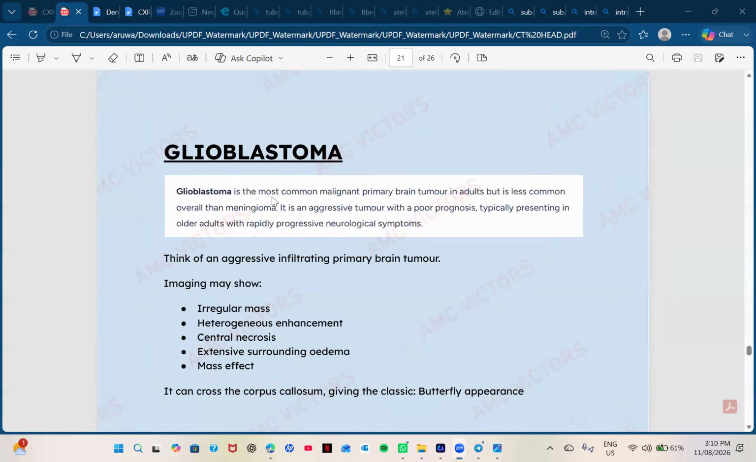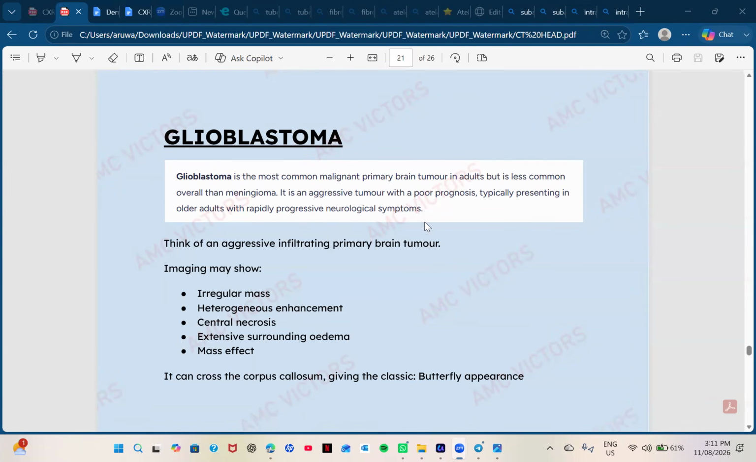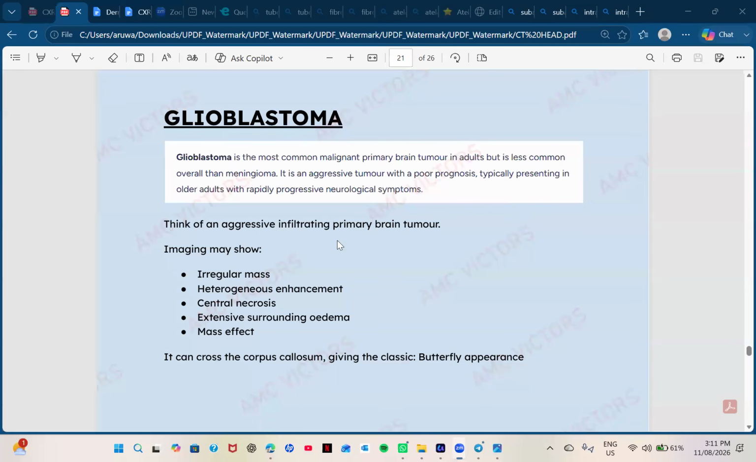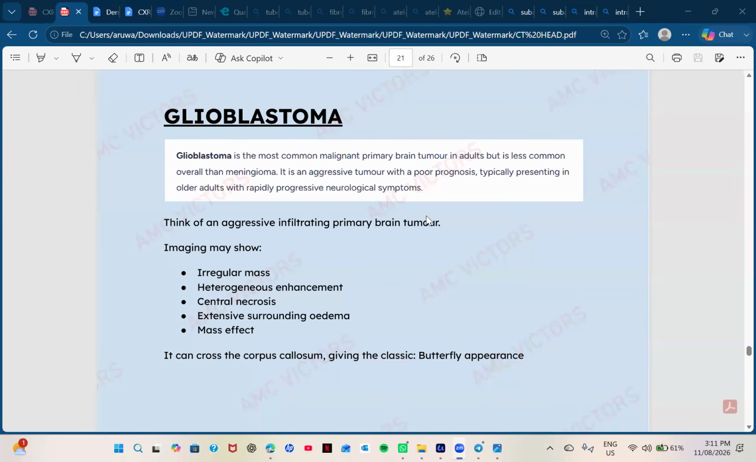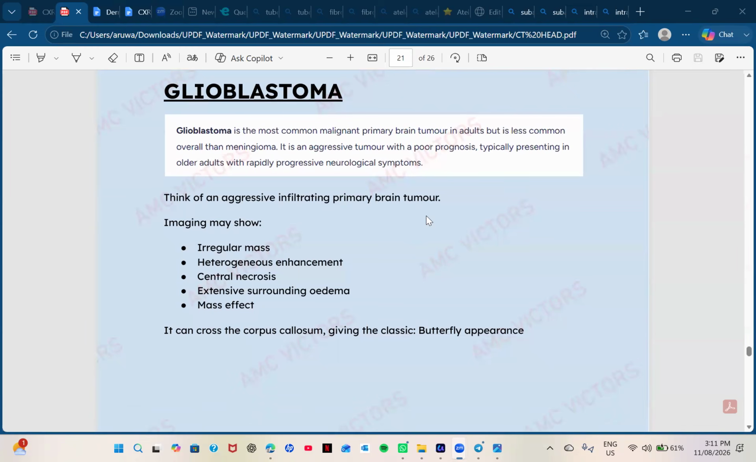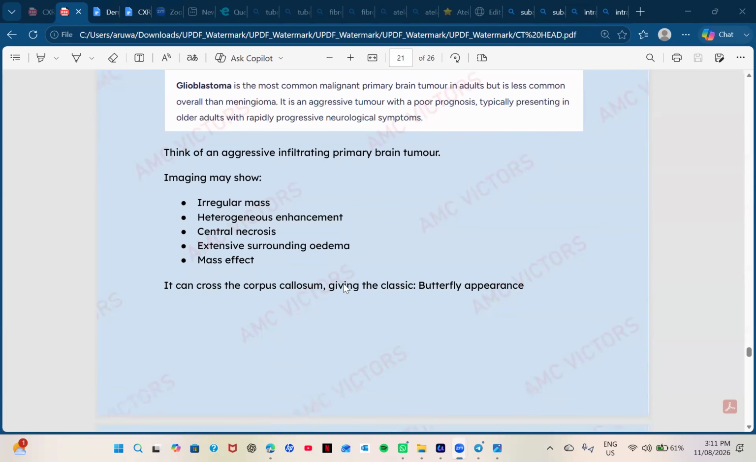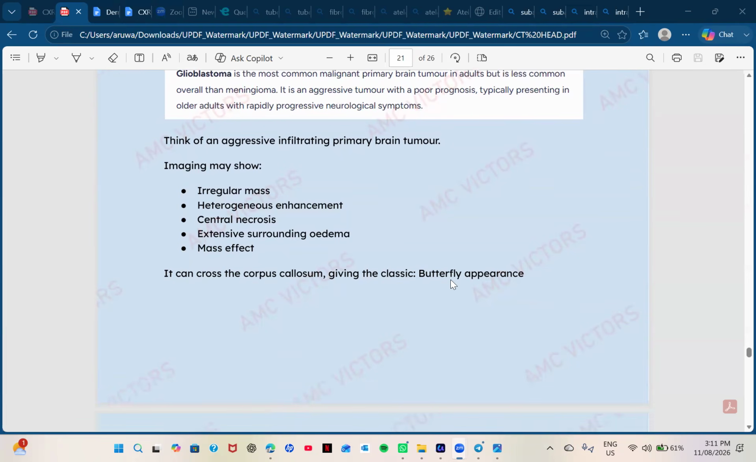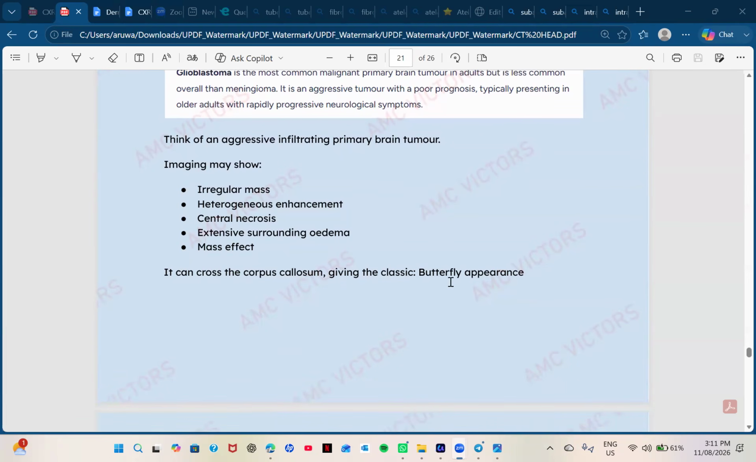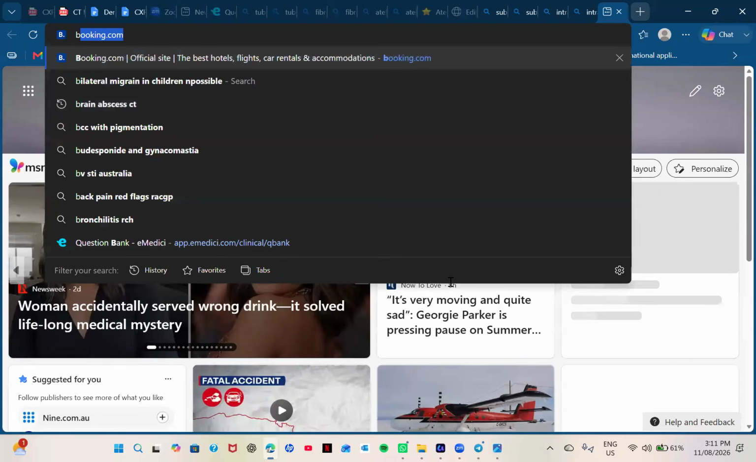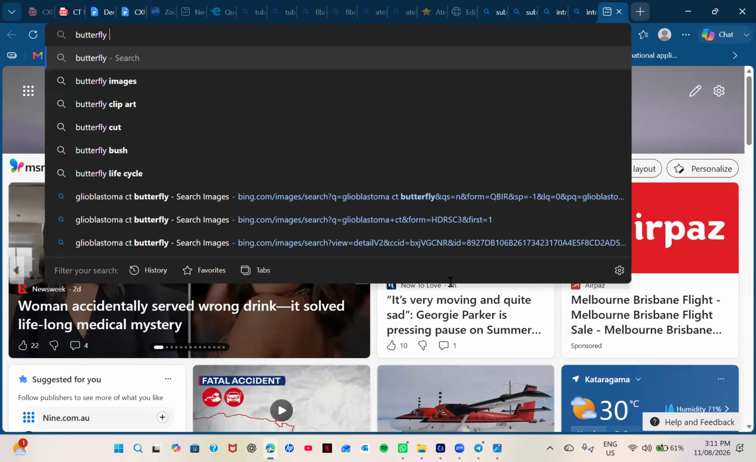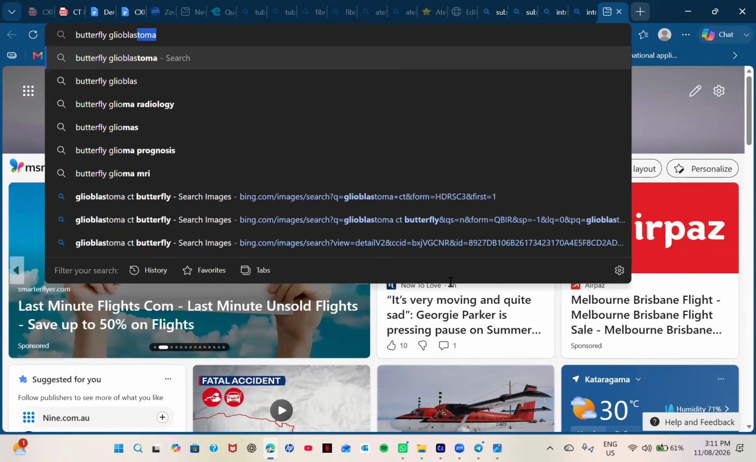See, glioblastoma is the most common malignant primary brain tumor in adults, but less common overall than meningioma. It is an aggressive tumor with poor prognosis, typically presenting in older adults with rapidly progressive neurological symptoms. Here you can see the irregular mass, heterogeneous enhancement, central necrosis, extensive surrounding edema, the mass effect, and it can cross the corpus callosum giving the butterfly appearance, but not in all cases. Butterfly glioblastoma.